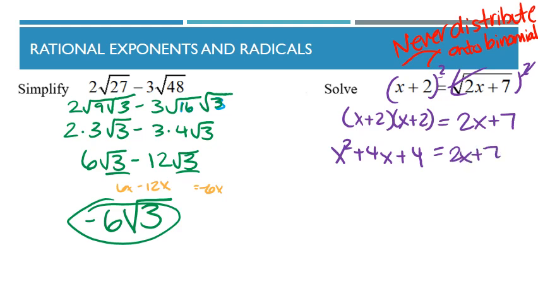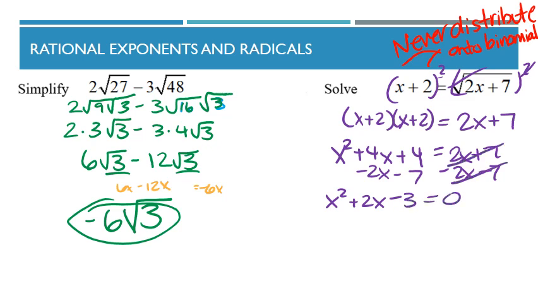Well, hey, now I got these like terms I can start moving around. Let's subtract that 2x from both sides and subtract this 7. So I have an x squared plus 2x and a negative 3 equal to 0. Hey, that looks pretty handy. Leading coefficient of 1. Let's factor.